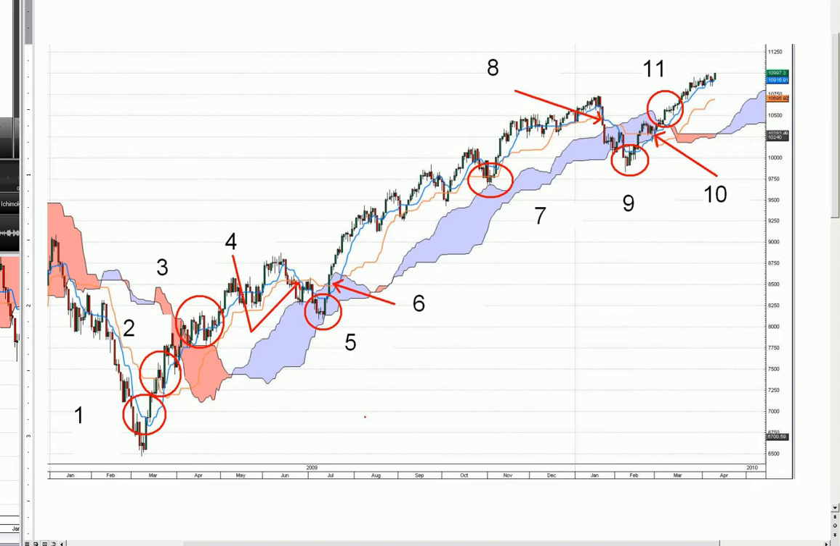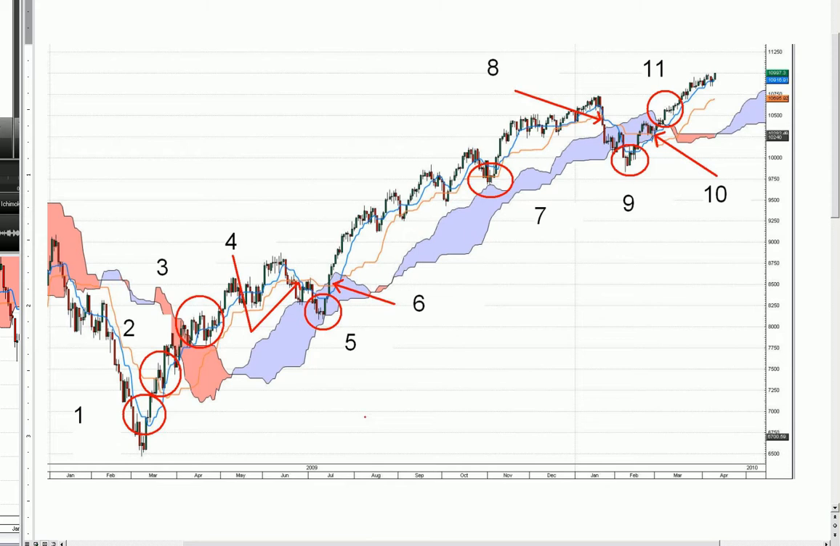Then what happens? It breaks the Tenkan line, the blue line, breaks the Kijun line. Now we have the first sign of trouble. When this happens, for me typically as a trader, I would be out at this point. But if you are only trading the cloud, remember the cloud is support. You can enter into it from above. As long as you don't break through, things are still bullish.